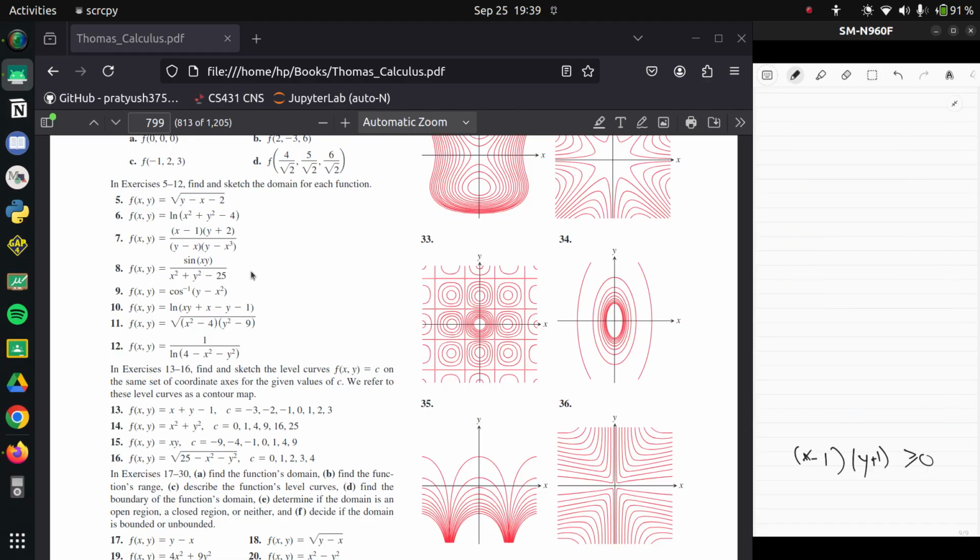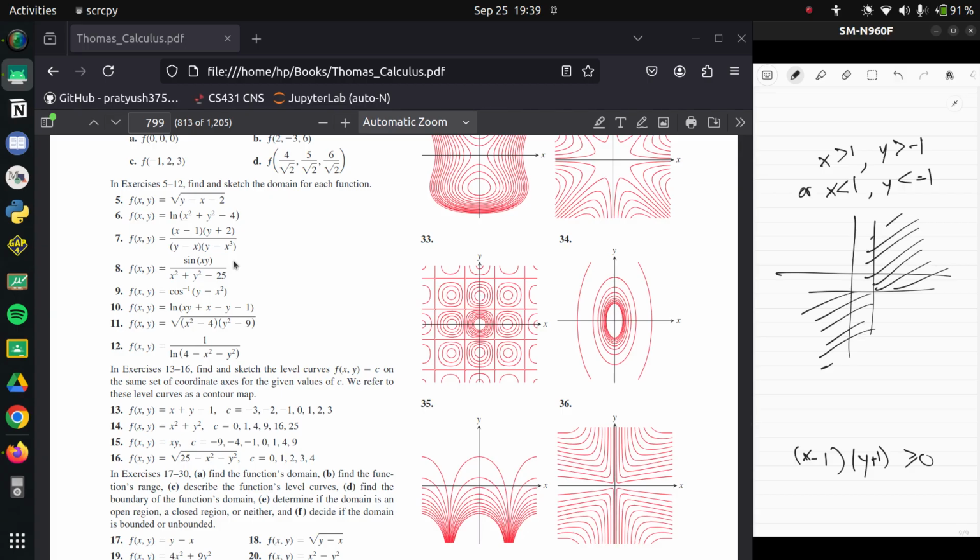So for that to happen, you have a bunch of cases. Either x is bigger than 1 and y is bigger than minus 1, or x is smaller than 1, so that x minus 1 would be less than 0, and then y is smaller than minus 1, right? So you have these two regions. First is x is bigger than 1, which is this, and y is bigger than minus 1, so it's this. So it's this open region, and then you have the both being less, so it's these regions.